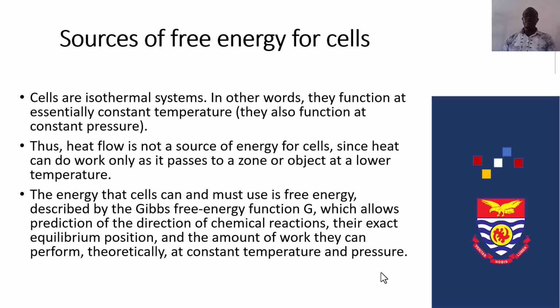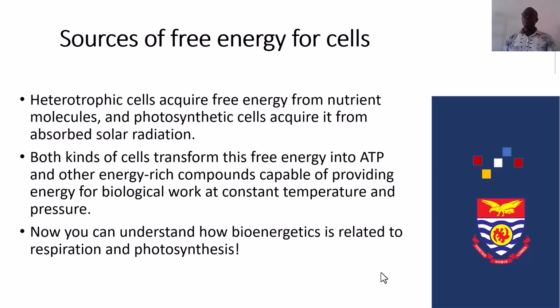The energy that cells can and must use is free energy, described by the Gibbs free energy function, which allows prediction of the direction of chemical reactions, their exact equilibrium position, and the amount of work they can perform, theoretically, at constant temperature and pressure. Heterotrophic cells acquire free energy from nutrient molecules, and photosynthetic cells acquire it from absorbed solar radiation. Both kinds of cells transform this free energy into ATP and other energy-rich compounds capable of providing energy for biological work at constant temperature and pressure.